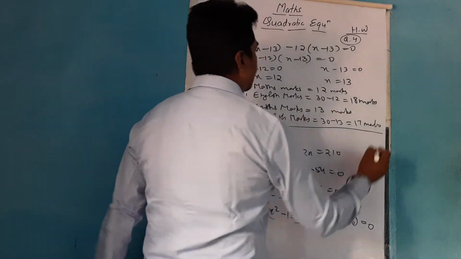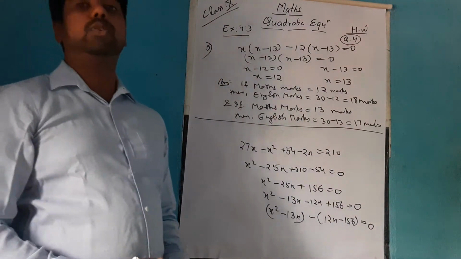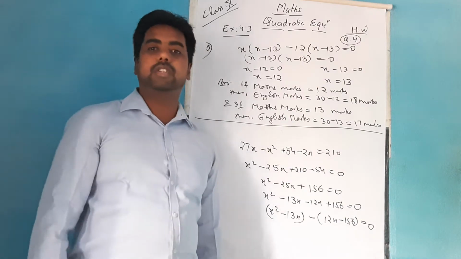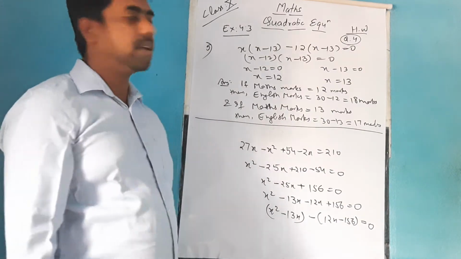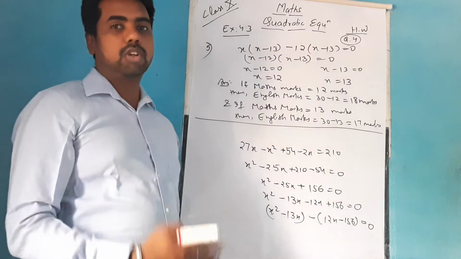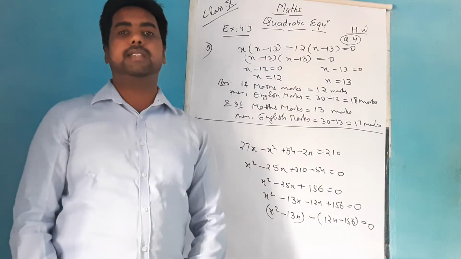We have seen that in the previous question, when the two values of x were coming, one value of x was not satisfying the given condition. So we used only the one value of x. But here, when you see that both the values are satisfying the condition of the answer, then both the values will be taken as the answer.